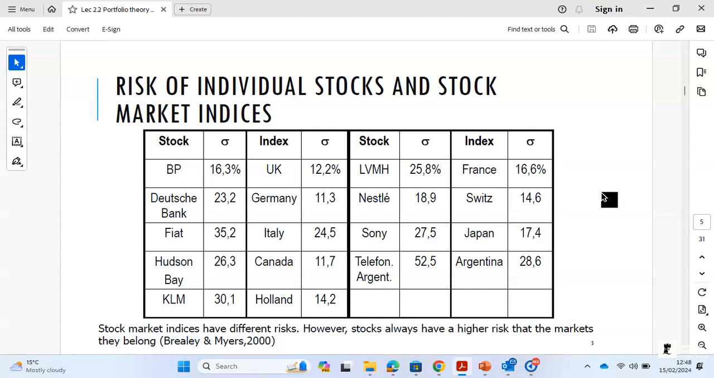So which is lower than the rest of the individual stock BP in that market. So BP is probably one of the securities in that index already, right? Then we have Deutsche Bank risk 23.2% compared to the risk of a German index, which is 11.3%. Again, you can see if you combine different assets in your portfolio, the risk goes down, right? You can see in terms of their standard deviations.